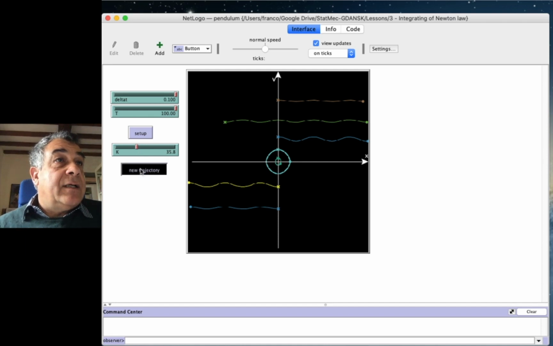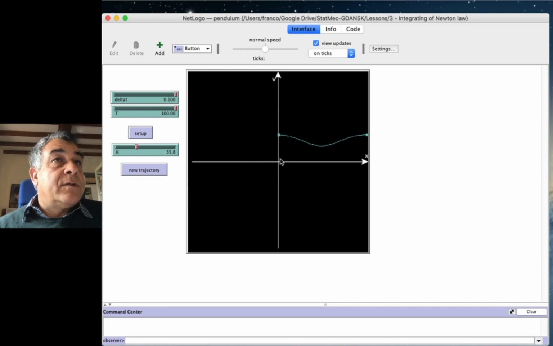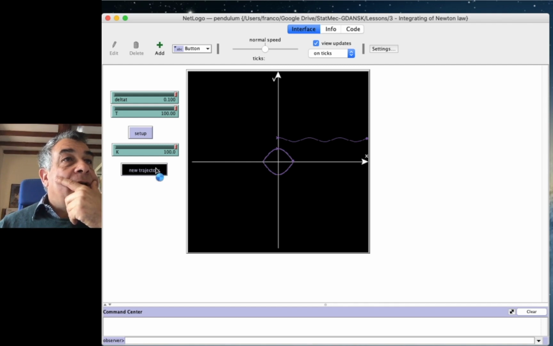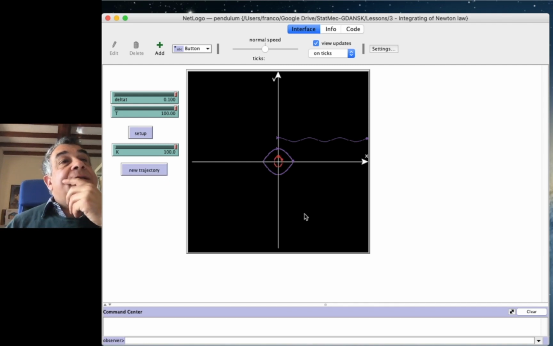Clearly, I can also change the frequency here, or increase it. So I have different patterns. Clearly, I could multiply everything by a certain amount. Now, let's study what happens for different initial conditions.